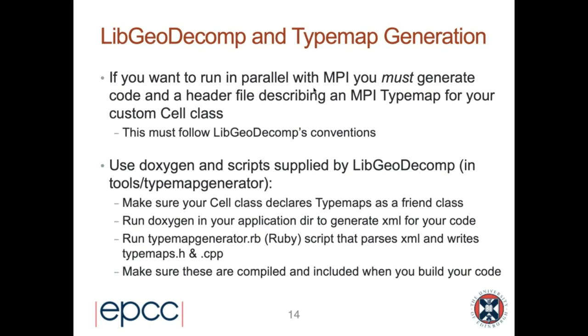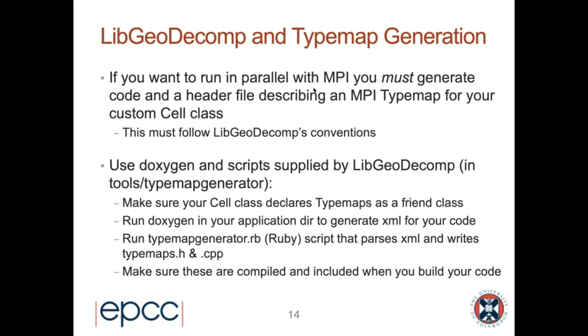So I mentioned that I would describe the type map generation that's needed for whatever application you yourself have written and are trying to make use of LibGeoDecomp. In other words, what I was saying is that as well as committing LibGeoDecomp's own type maps, you need to commit your type maps corresponding to the data type members of your cell class. What that means is that to be able to commit these, you must first generate them, which means you must generate source code and a header file that describe the MPI type map for your custom cell class.